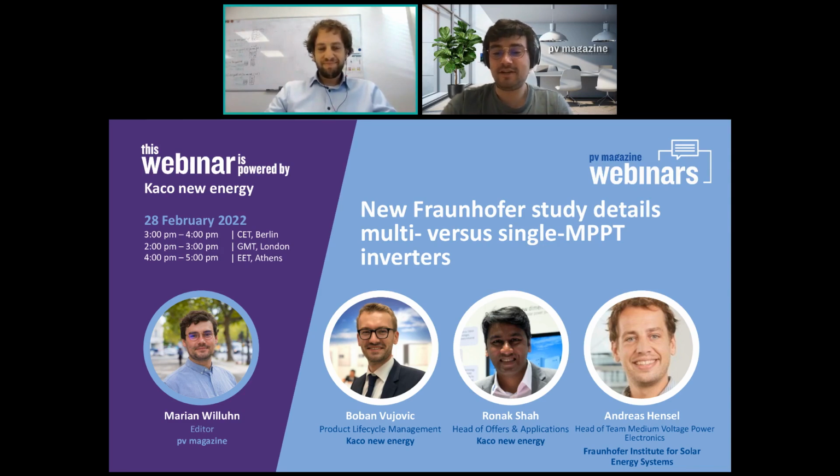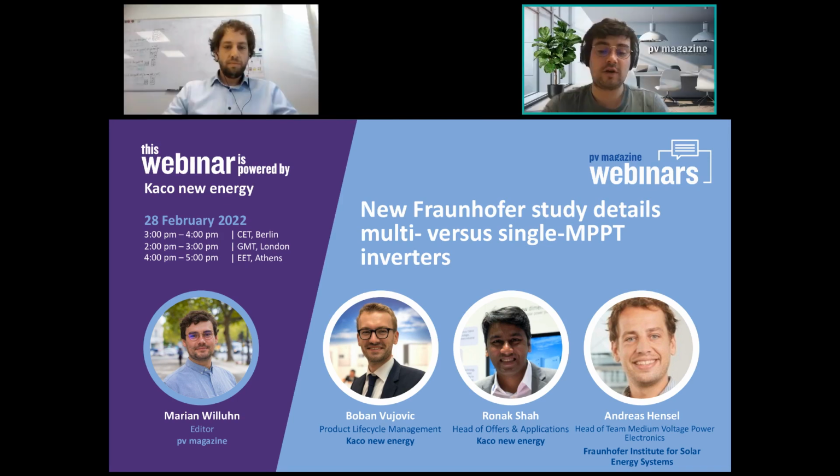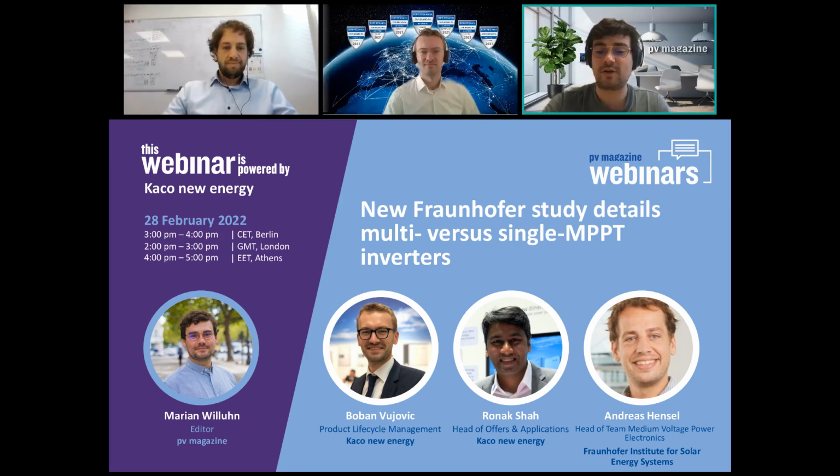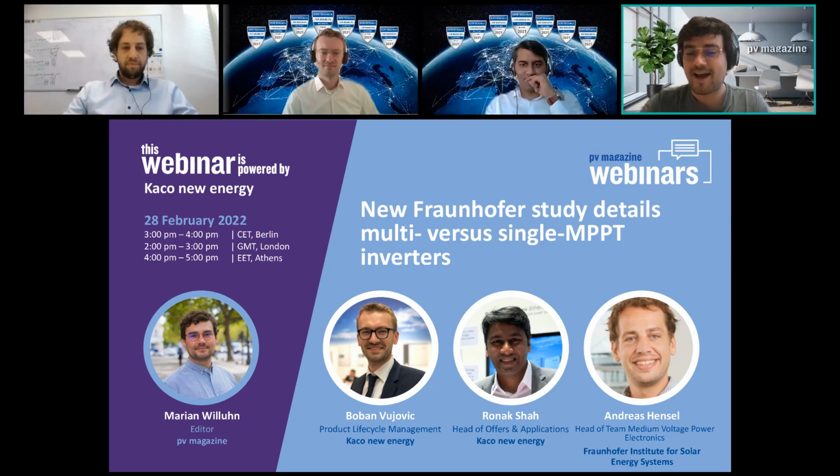The inverter's MPPT approach also limits design flexibility, above all due to the short circuit current produced by modules. This limits how many modules can be connected in serial or parallel. And with many modules recently having received updates to the short circuit current level, Boban Vujovic in Product Lifecycle Management and Ronak Shah, head of offers and applications, at Kaco New Energy will explain why such considerations don't matter for string inverters with a single MPPT and why these inverters offer a greater degree of system flexibility.